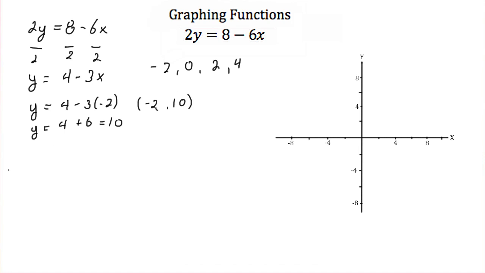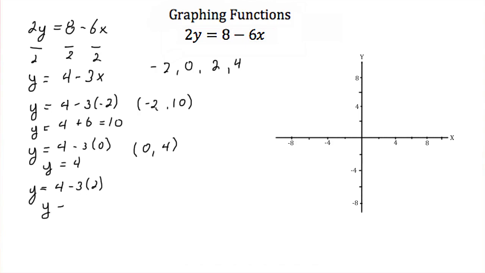Now let's plug in the 0. So y is equal to 4 minus 3 times 0. And our y is equal to 4. So our second point is 0, 4. Now we'll plug in the 2. y is equal to 4 minus 3 times 2. So our y is equal to negative 2. So our third point will be 2, negative 2.